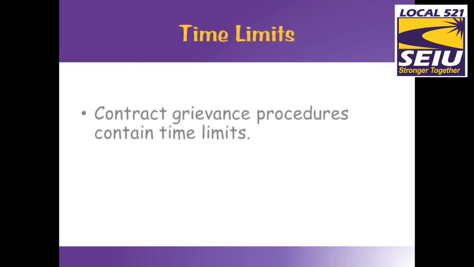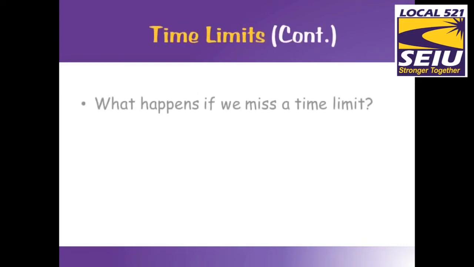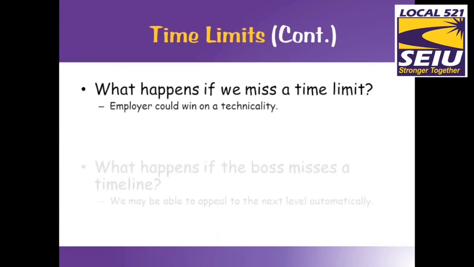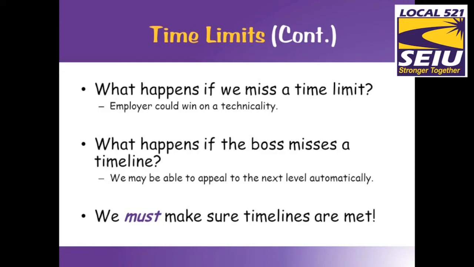Time limits. Contract grievance procedures contain time limits, and time limits are short for a good reason, but can be used against us. What happens if we miss a time limit? The employer could win on a technicality. And what happens if the boss misses a timeline? We may be able to appeal to the next level automatically, but we must make sure timelines are met.